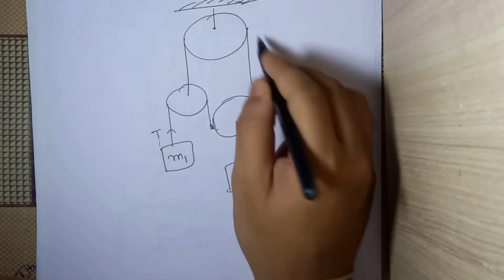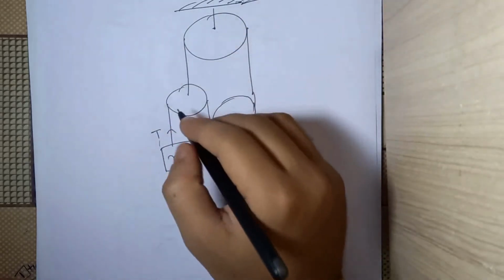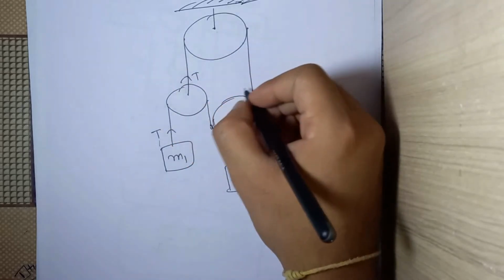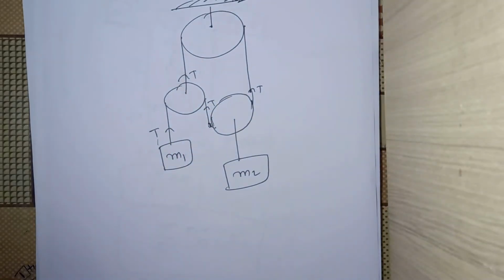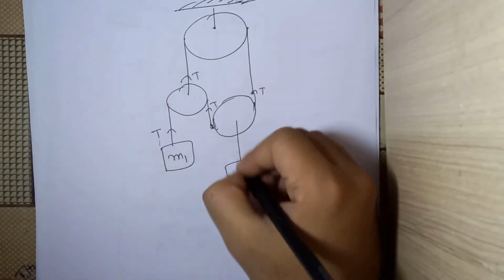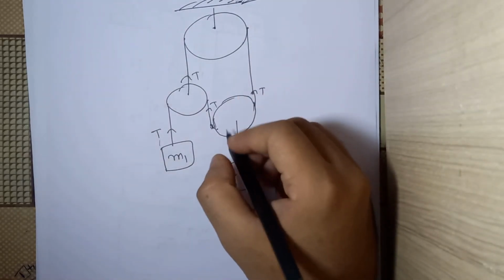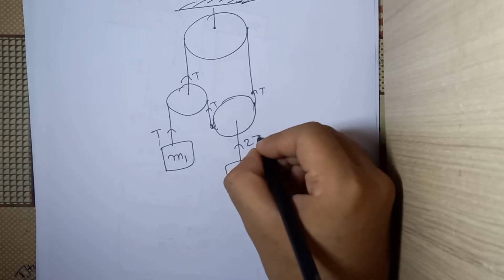Now because this is one rope, there will be only a tension T in the entire rope. So there will be a T here, here, here, in all the places there will be a tension T. In this rope, because this is a different rope and since this is a massless pulley, there will be a tension 2T here.